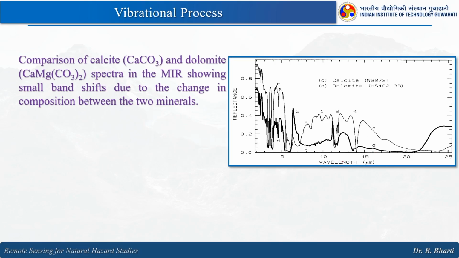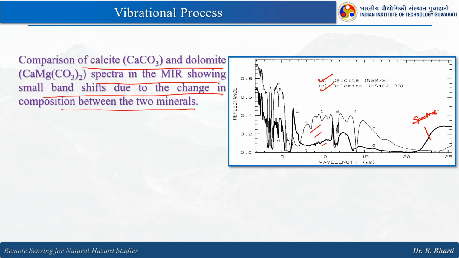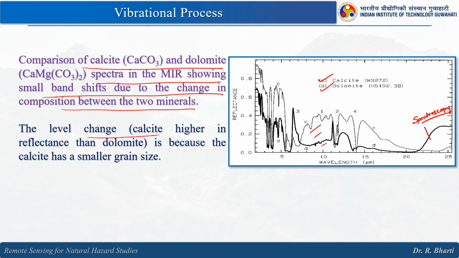Now, here you can see we have calcite and dolomite. This is a comparison of calcite and dolomite spectra in MIR, showing a small band shift due to the change in composition between the two minerals. Because of the change in composition, though they are very similar to each other, you can easily see how they are different, and they can be easily identified when we go for spectroscopy. The level change, calcite being higher in reflectance than dolomite, is because calcite has a smaller grain size.